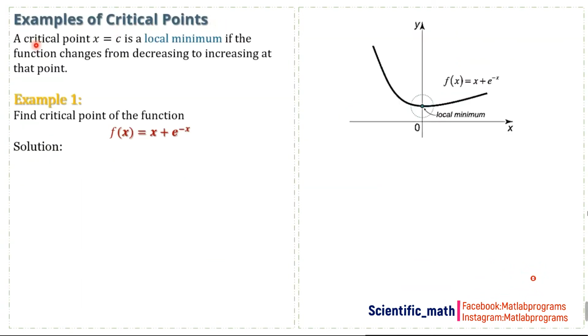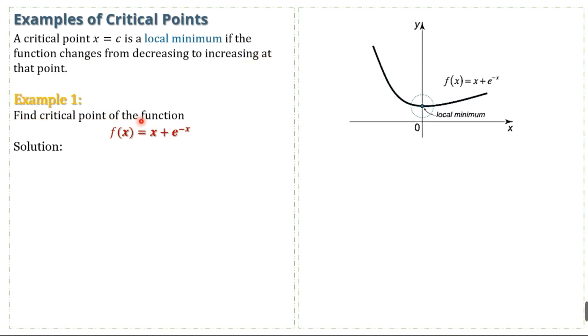Examples of critical points. A critical point x is equal to c is a local minimum if the function changes from decreasing to increasing at that point. This means at x is equal to c, the point will be a local minimum if the function changes from decreasing to increasing at that point. Now we have the first example, example 1.